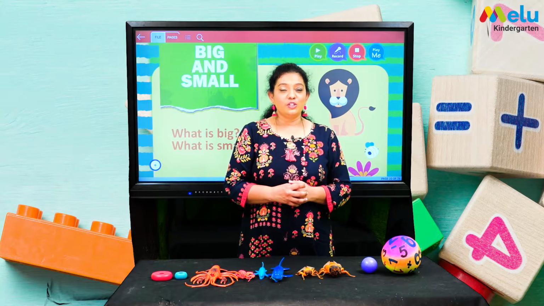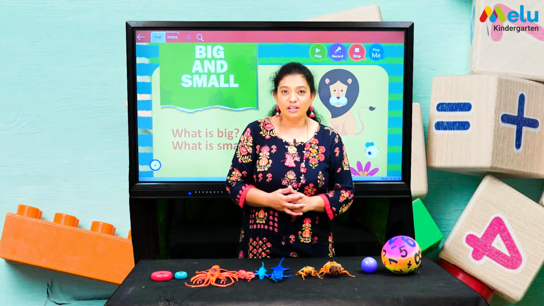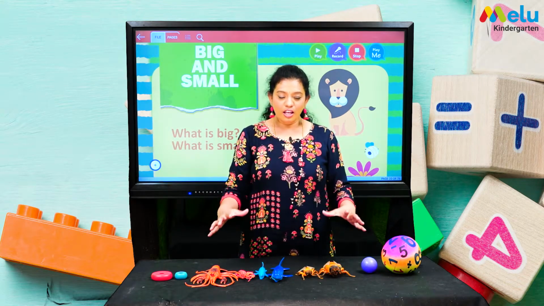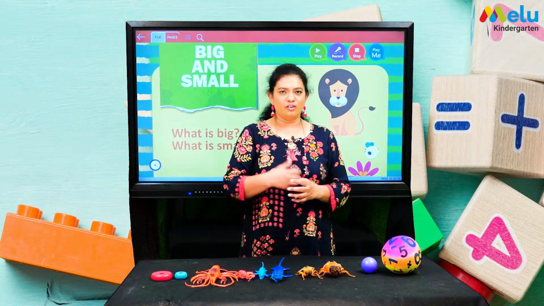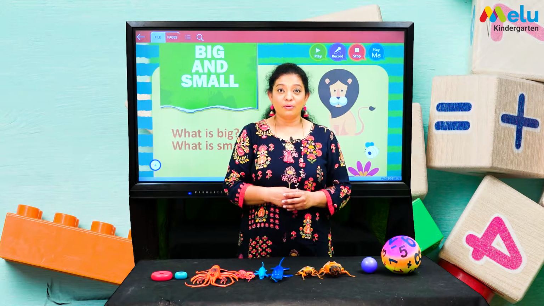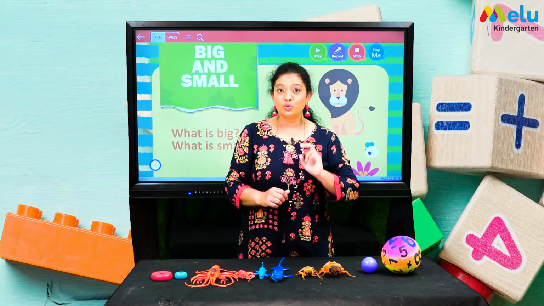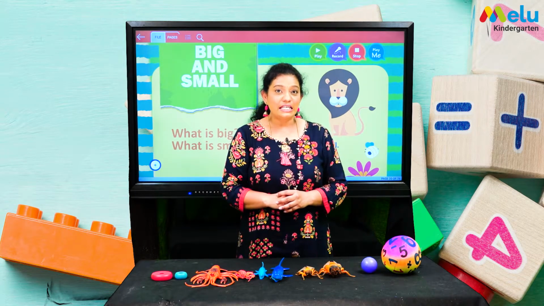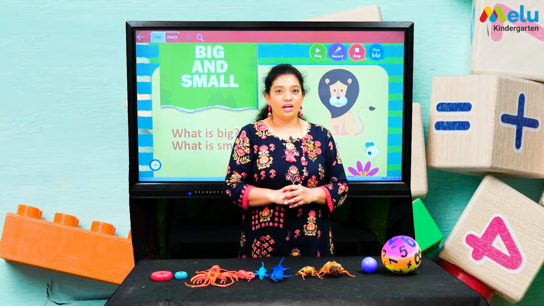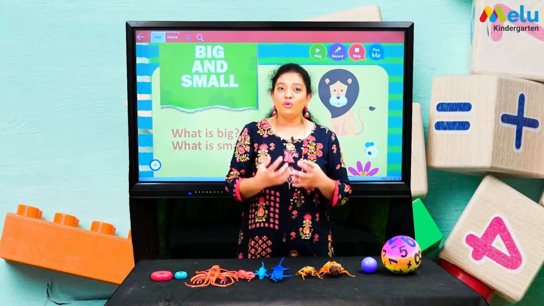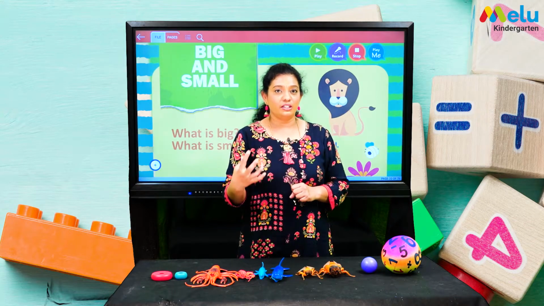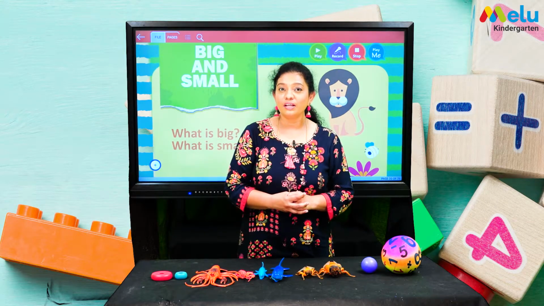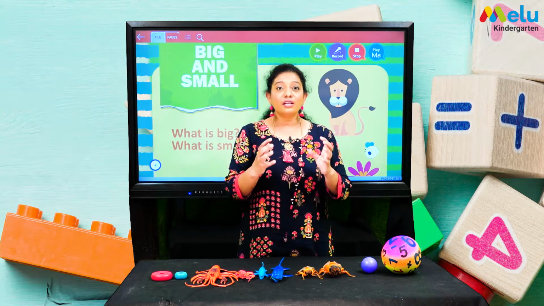Yes, children. But you tell me why I brought all objects 2 in number. I can bring only 1 also, right? Yes, but I brought everything 2 items. But why is that? So when we want to say this one object is small and one object is big, what we are doing there? We are comparing the objects.